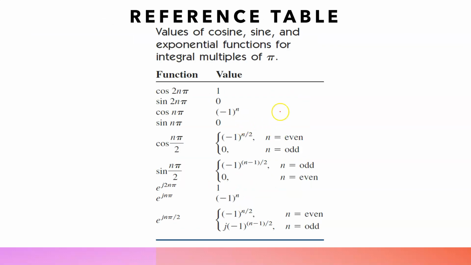Lastly, this is the table that you can use in the integration to determine the An and Bn of the trigonometric Fourier series. And I will show you later in another video, where I discuss some sample problems, how you can use this table in your calculation.